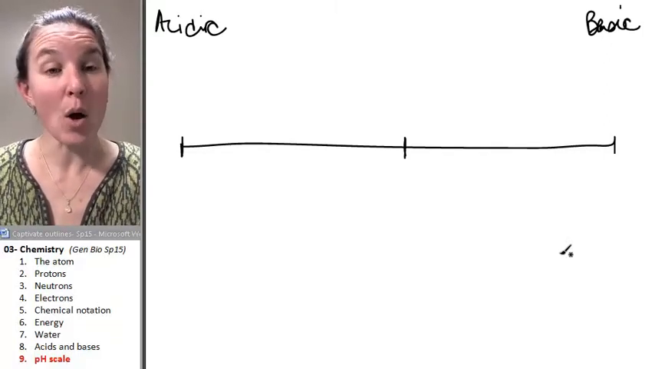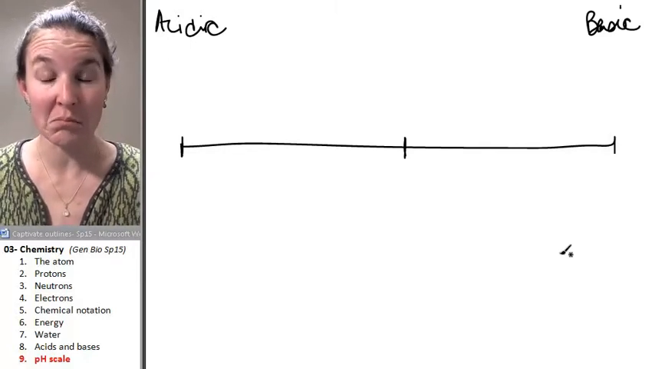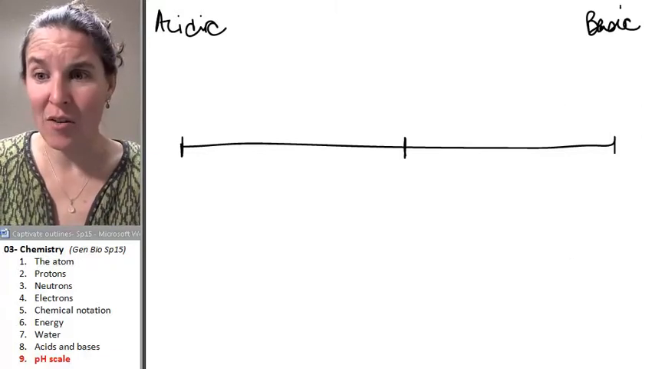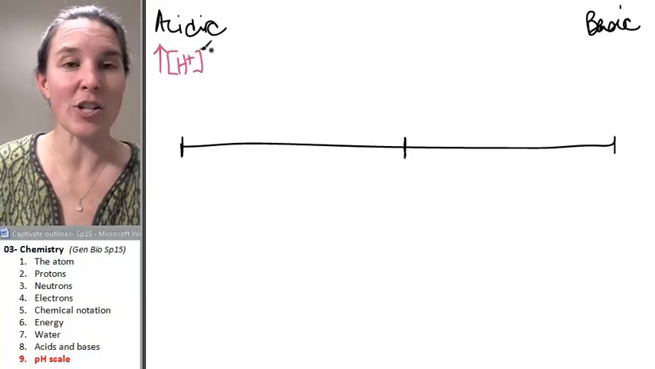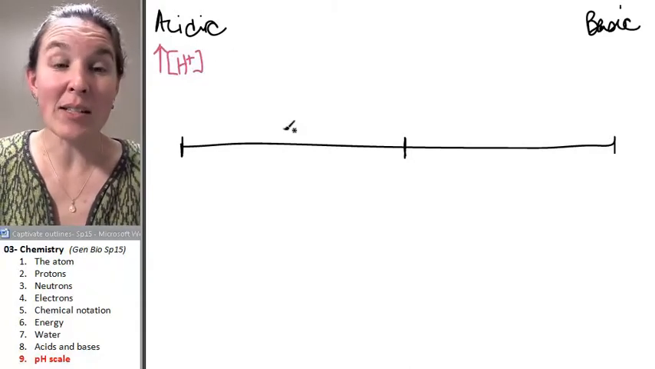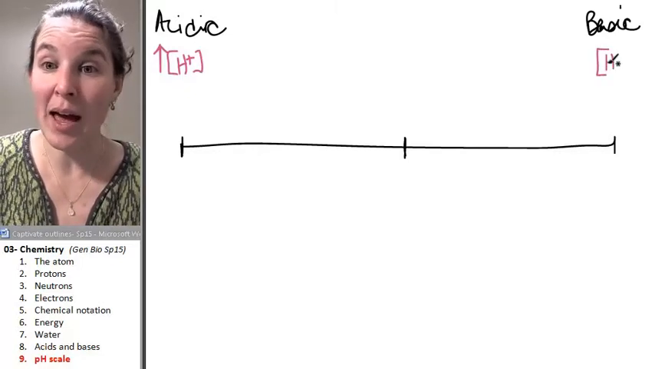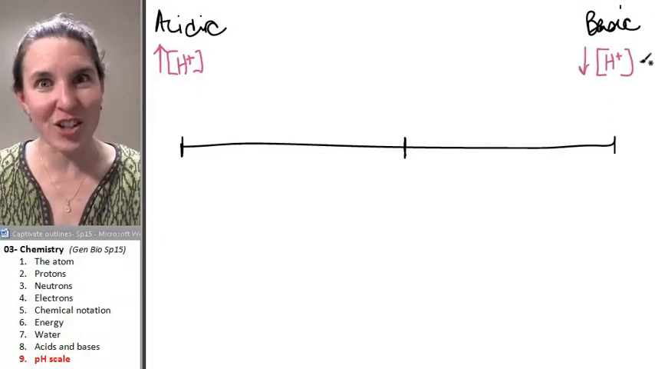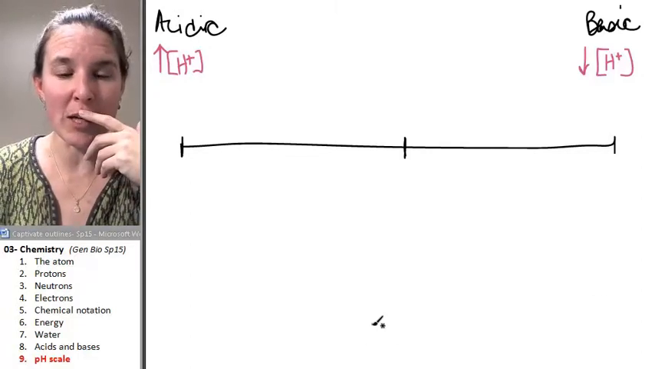Now, use your brain and tell me which one is going to have a higher concentration of hydrogen ions. Hopefully you remember, that's the definition of acids. Acids have a high concentration of hydrogen ions. The brackets around a substance indicate concentration. Basic substances, we know, have a low concentration of hydrogen ions. You're good?